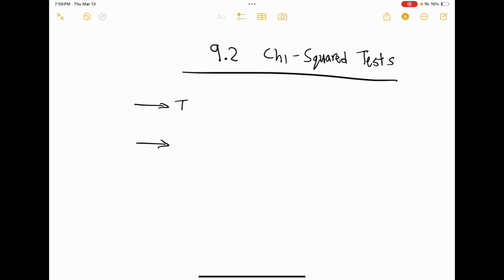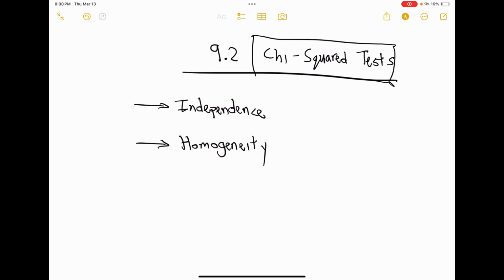There's chi-squared for independence, also known as chi-squared for association, and chi-squared for homogeneity. Okay, now luckily for AP, you can just say chi-squared for both of them, right? And AP won't care if you differentiate.